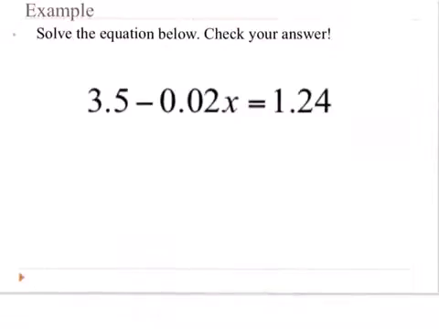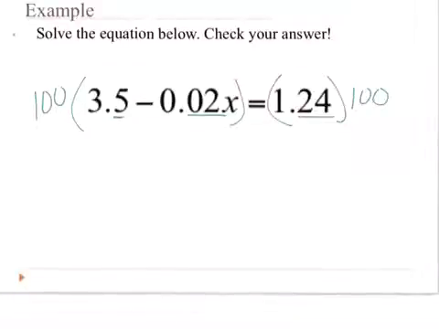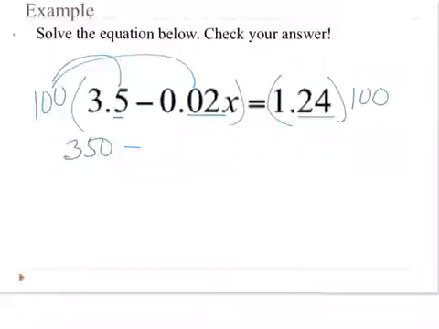So let's try this with a problem. Looking at this problem, we have a tenths place and we have a hundredths place. So it's to our benefit to multiply everything by 100. And what I do to one side, I must do to the other. So 100 times 3.5, it's going to move the decimal point 2 places, so it's going to be 350. 100 times negative 0.02x, again move the decimal point 2 places, so I'll have negative 2x. Now my equal sign, and over here on the right, I'll have 100 times 1.24, moving the decimal point 2 places, is 124.